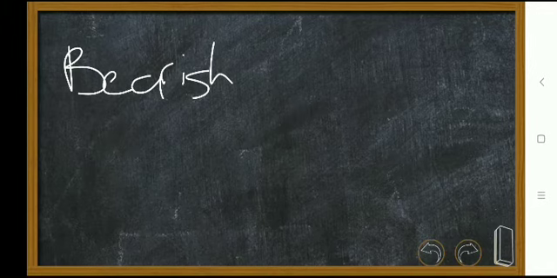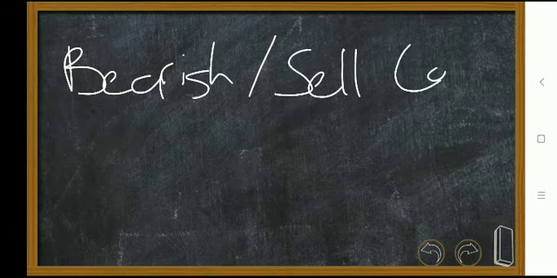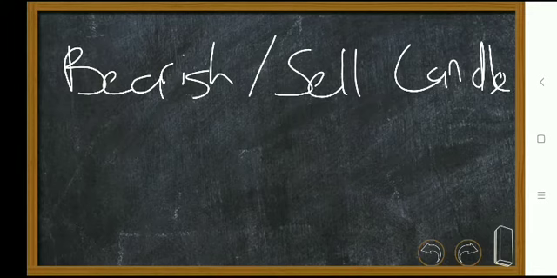So let's go to a bearish or sell candle. It's opposite to the bullish or buy. We'll just use bearish and bullish so as not to cause any confusion or add unnecessary words. So let's just stick to bullish being a buy, bearish being a sell. So bullish and bearish. Now we have a bearish candle.